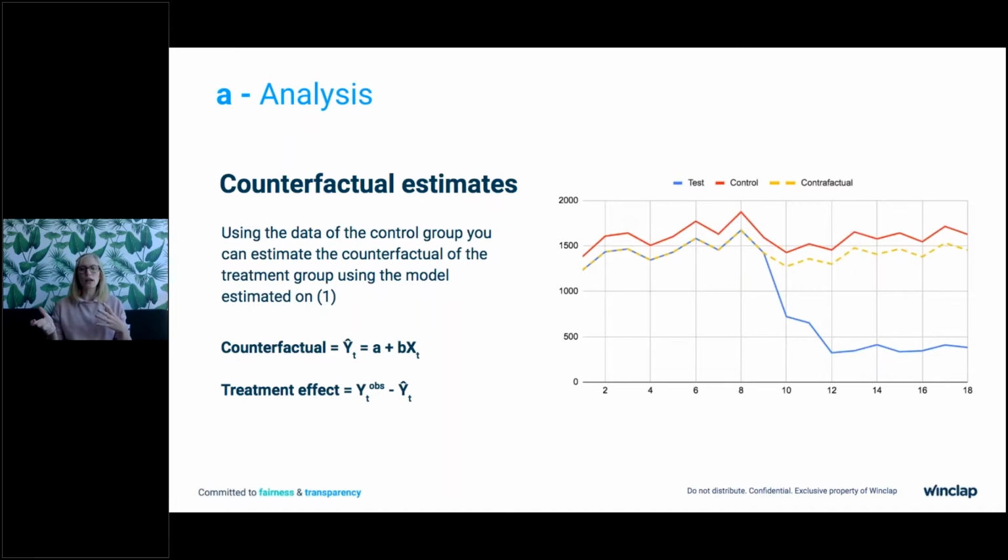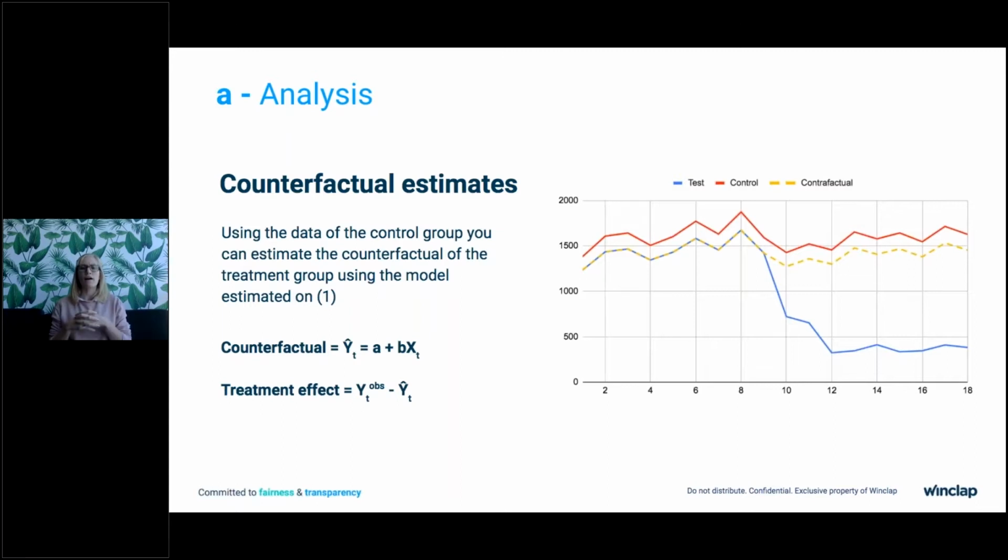So between 14 and 18, you have the blue line, you have the yellow line, that is the counterfactual that you calculate to estimate how that population would have behaved if they would have seen the ads. And to do that, you are going to keep the same relation between test and control that you had on the historical data, and you're going to use that information and that relation to estimate the counterfactual of the test group, okay?